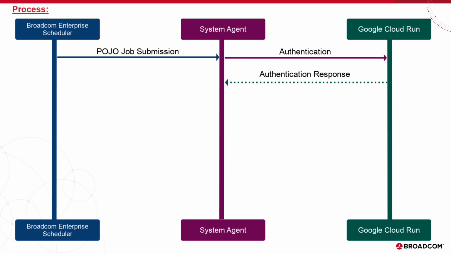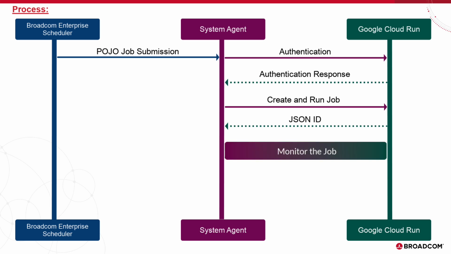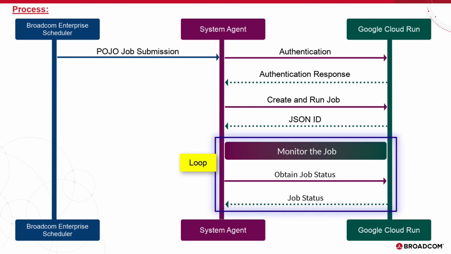Google Cloud Run identifies the specified service or job and starts the execution. Google Cloud Run returns a JSON response containing execution details, such as the service or job invocation identifier. Both Google Cloud Run and the system agent then monitor the execution status until the workload reaches its final state. Once the final state is obtained from Google Cloud Run, the job status in AutoSys is updated accordingly as either canceled, succeeded, or failed.